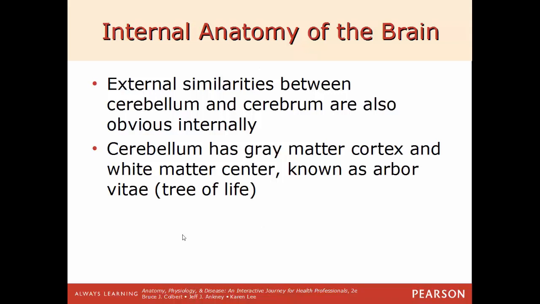Now the external similarities between the cerebellum and cerebrum are also obvious internally as well. The cerebellum will have a gray matter cortex and a white matter center. And this is known as the arbor vitae, which means the tree of life in Latin. And when you look at it, it literally looks like a tree on the surface of the structure. And this type of structure is only found in the cerebellum.